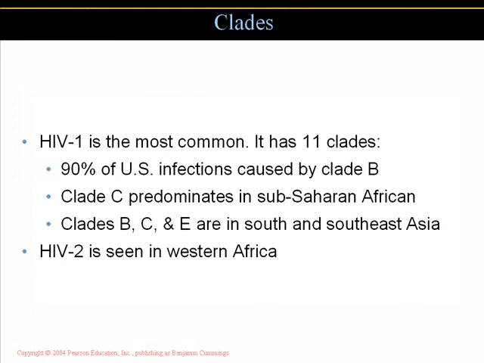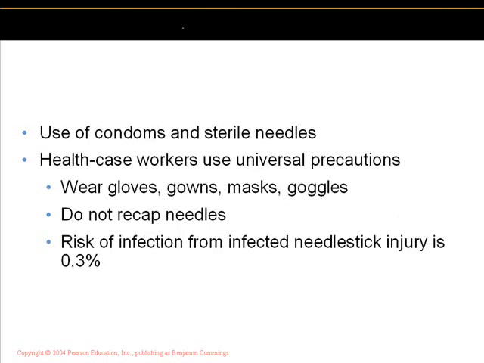That's important. Clade C predominates in sub-Saharan parts of Africa. Clade B, C, and E are in South and Southeast Asia. HIV-2 is seen in Western Africa. The use of condoms and sterile needles is important in the prevention of AIDS.